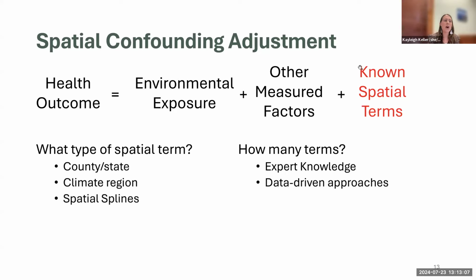The details of how we go about doing this is really what I'm going to talk about for the rest of our time here today, because that's where the challenge comes in. There's different ways to think about different spatial terms we could use: county or state, climate region, spatial splines. Then we also have to ask this question of how many terms to include. There's some data-driven approaches. We might use expert knowledge. And so now I'm going to talk about both of these questions in turn.